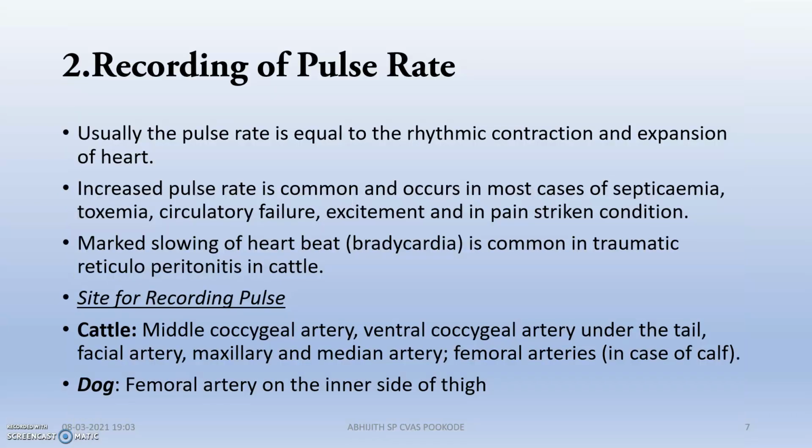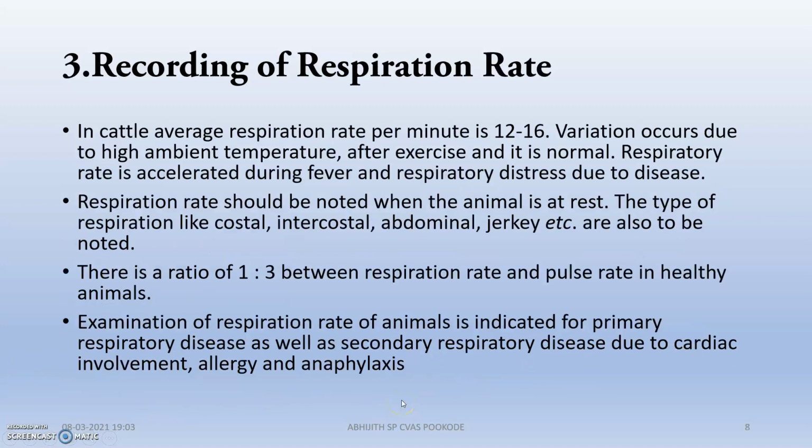So next is the recording of the pulse rate. We need to know about the cardiac rhythm and the expansion of our heart. So we need to know the pulse rate. The site for recording the pulse in cattle is the middle coccygeal artery, ventral coccygeal artery under the tail and all. In case of calf, you can use the femoral arteries. In dog, the femoral artery on the inside of the thigh.